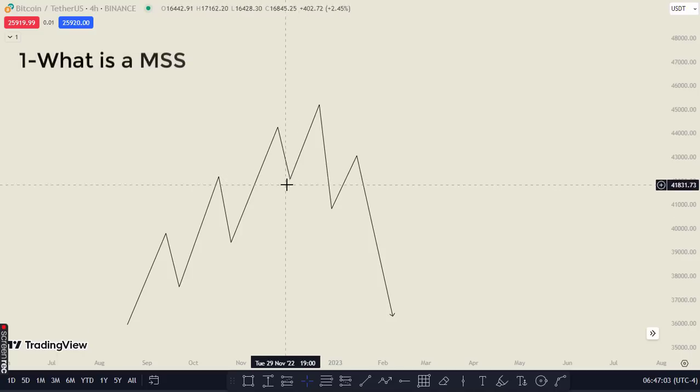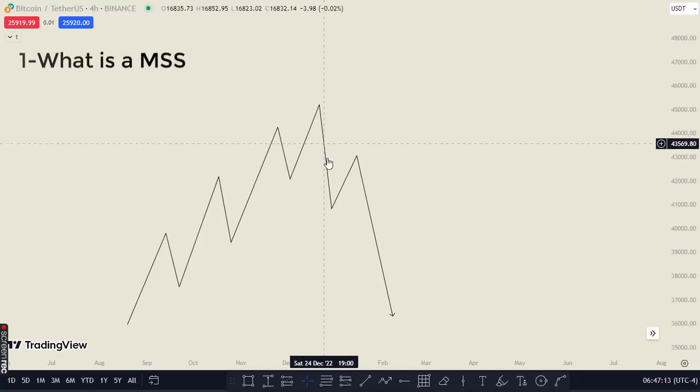The second property is breaking a recent opposing swing right here. In our case, this swing right here. We need to see a break of swing. This is the second property. The third property is we want to see fair value gaps here. We want to see fair value gaps.